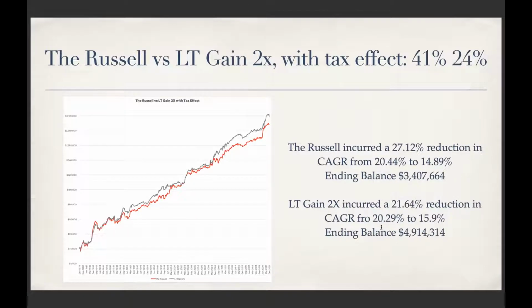This is for the people in the high tax bracket, 41 for short and 24 long-term. Very similar to the previous, but you can see that the effects are even more pronounced. The higher tax rate you're paying, the bigger you're going to save with the long-term compared to short-term. Only makes sense. But you can see it play out over time here pretty easily.